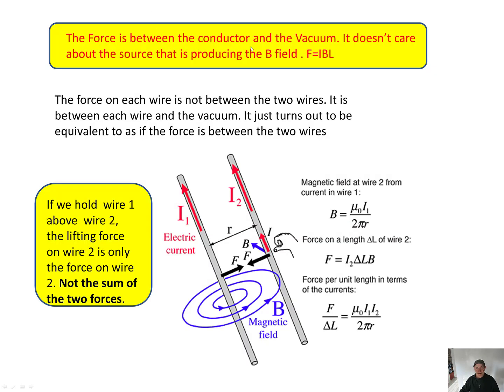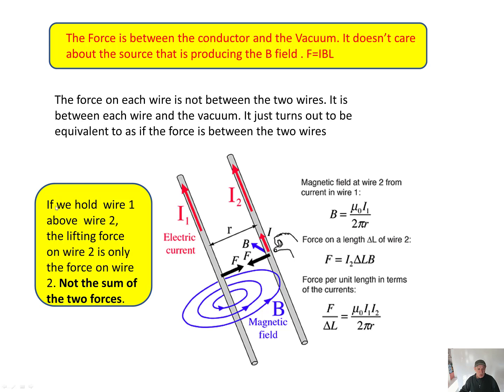The force is between the conductor and the vacuum. It doesn't care about the source that is producing the B field in the formula of force equals IBL. Here's an example: two current carrying conductors in the same direction. The force on each wire is not between the two wires, it is between each wire and the vacuum. It just turns out to be equivalent as if the force is between the two wires.